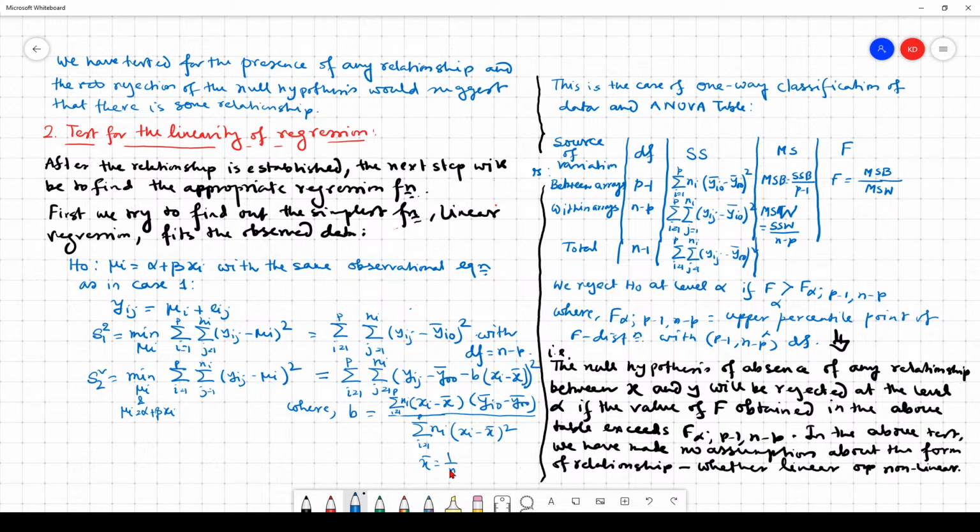So this is equal to one by n sum over i from 1 to p of ni xi. So please check if you minimize this, then you get this thing. This is your homework. Please check this.